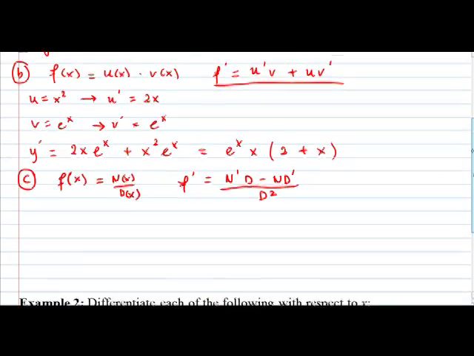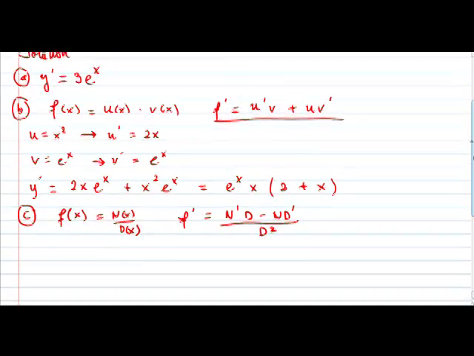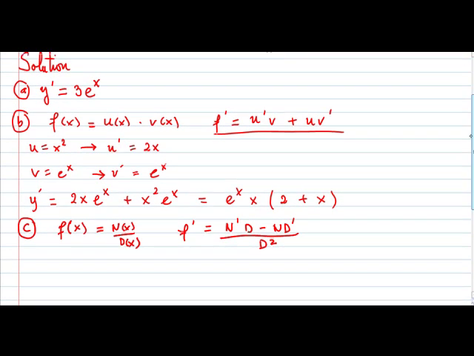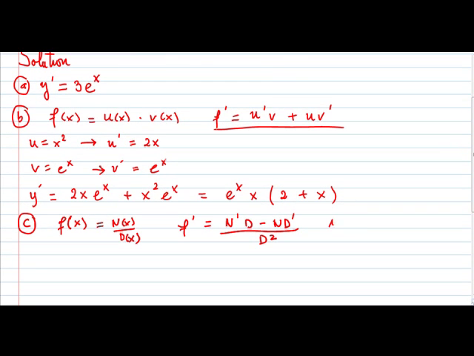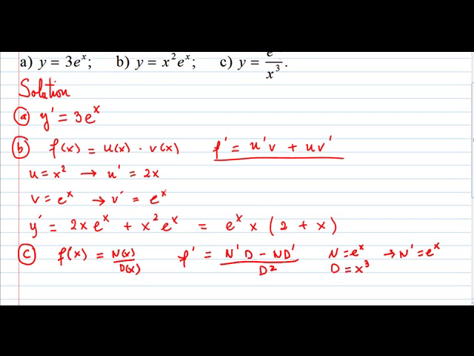So I'm going to let n equal e to the x. Therefore, n prime is e to the x. And let d equal x to the cube. So this is my problem here. Let n equal e to the x and d is x to the cube. Therefore, d prime will be 3x squared.